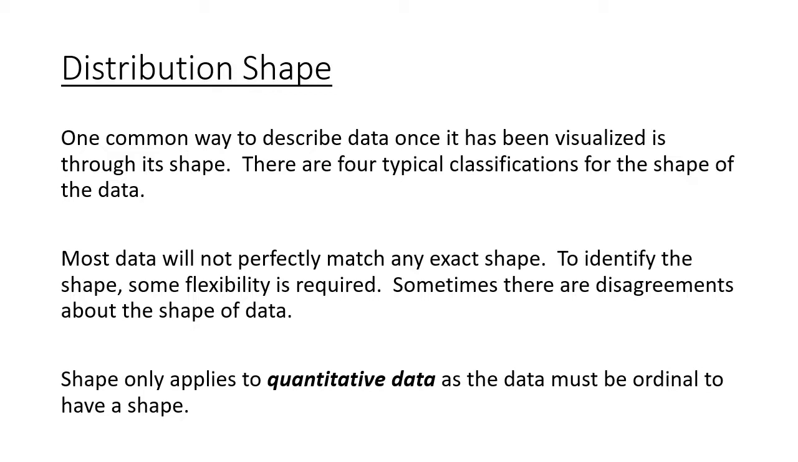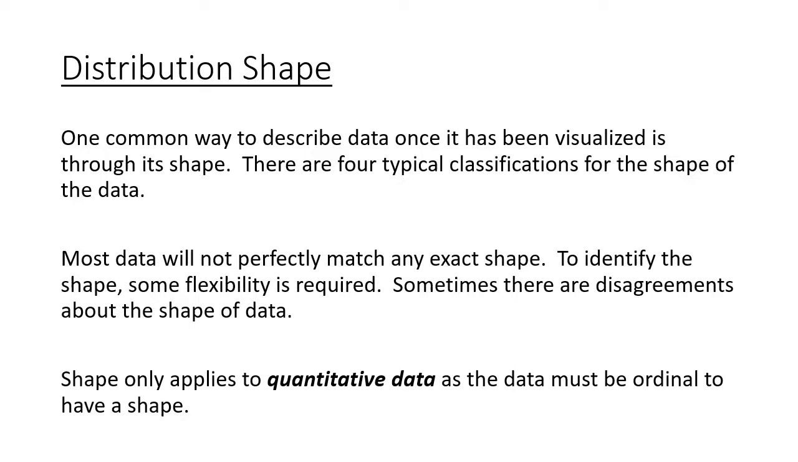Now, there's typically 4 classifications for a shape of data, and in most cases, it's not going to fit exactly. To identify the shape, you're going to have to be flexible a little bit, and even experts will disagree from time to time about what shape the data actually fits. And so, again, there's a little bit of flexibility. And when we get to numerical summaries, there are different ways that we can hopefully identify what the shape is besides just visually. But like I said, that's part of that art that there is to doing statistics.